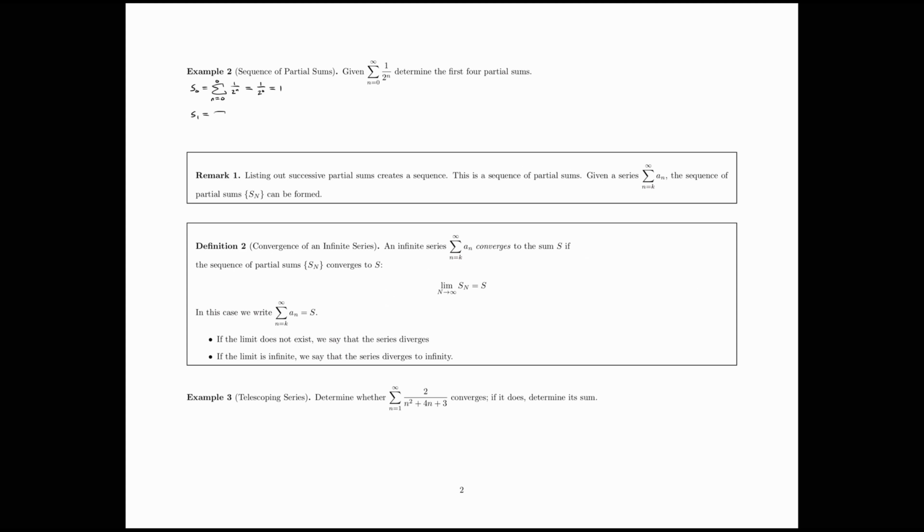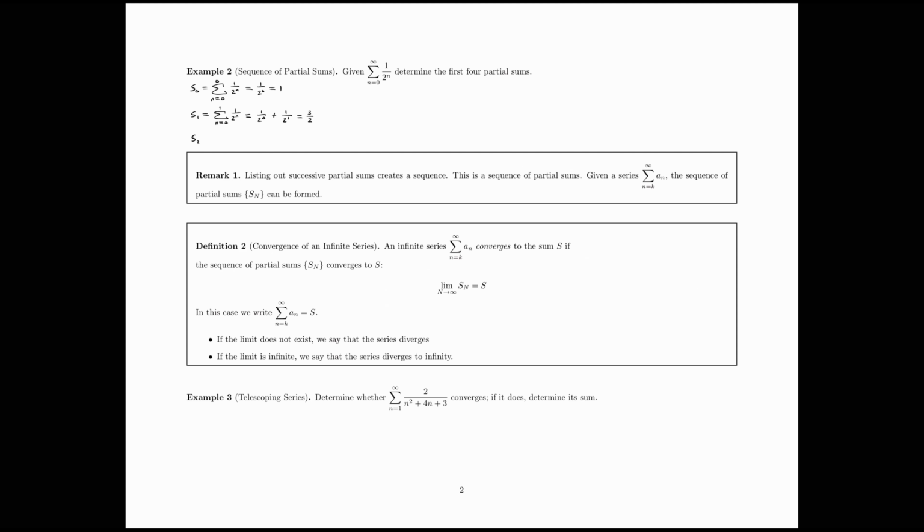The next partial sum is from n equals 0 to 1 of 1 over 2 to the n, which is 1 over 2 to the 0 plus 1 over 2 to the 1, which is 1 plus a half, which is 3 halves. So notice here, this next partial sum is just the previous partial sum plus the next term of the series.